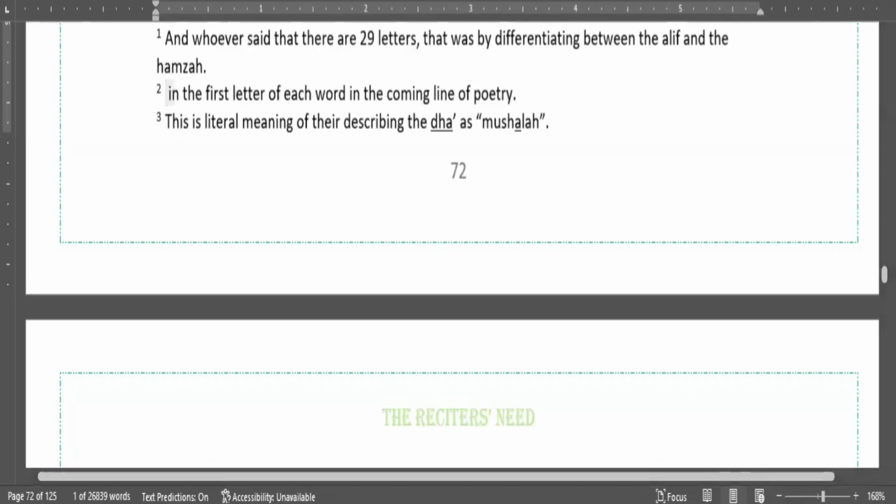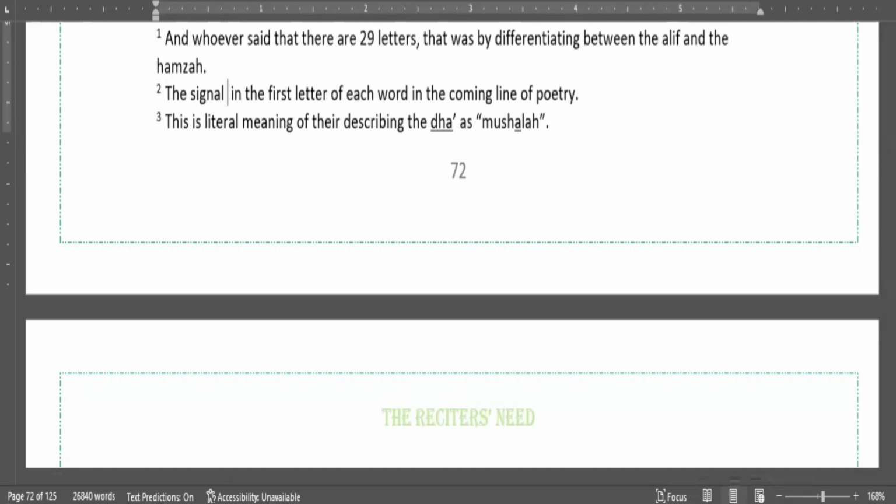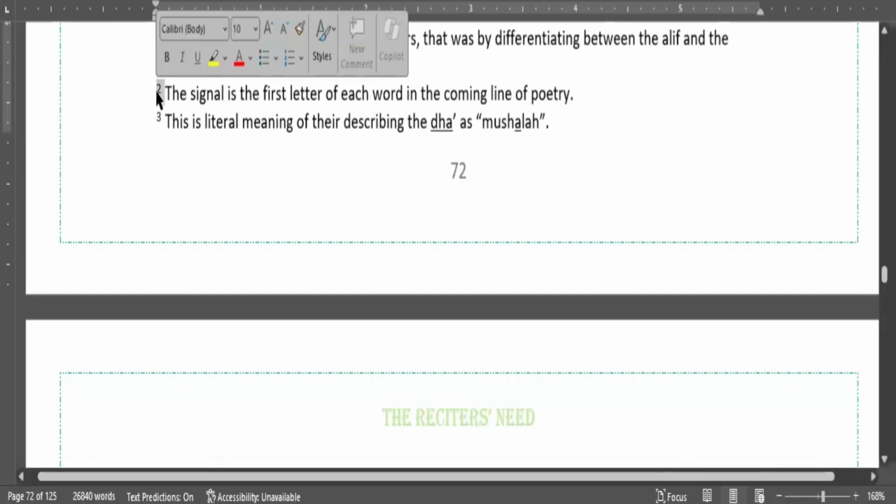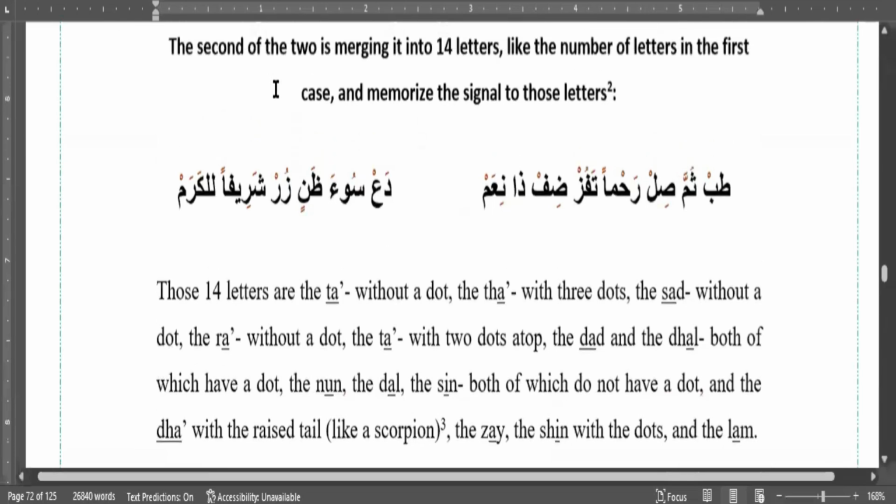So we're going to say the signal is the first letter of each word in the coming line of poetry. And then he gives it.